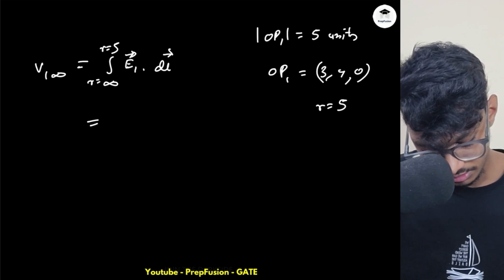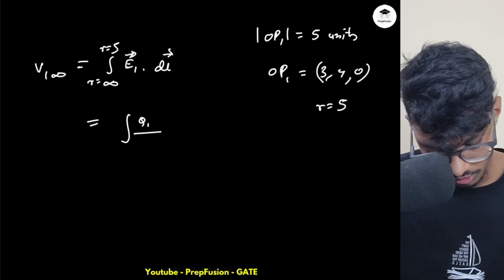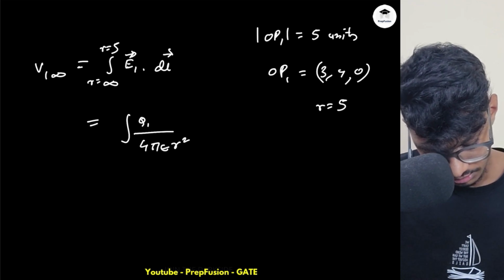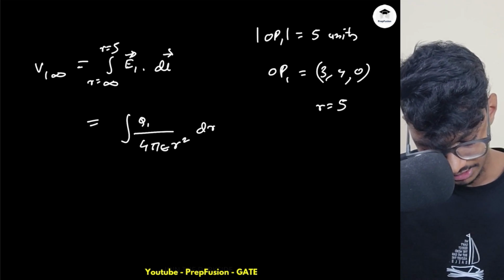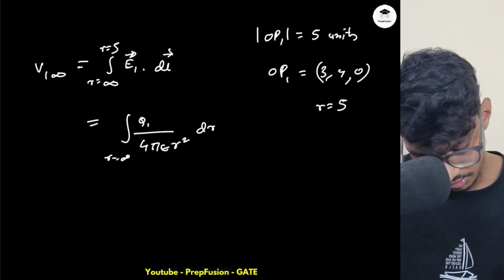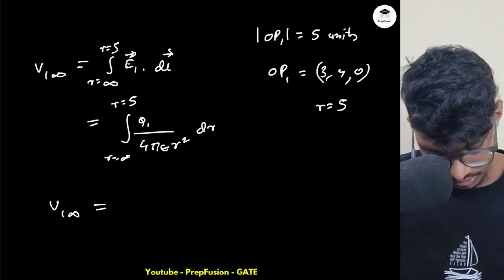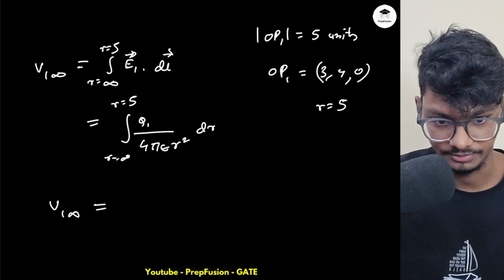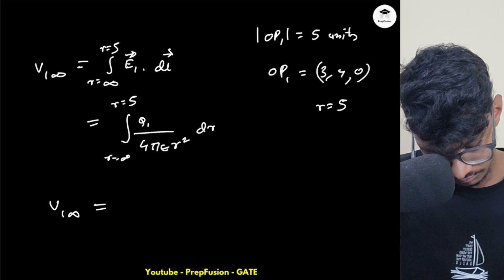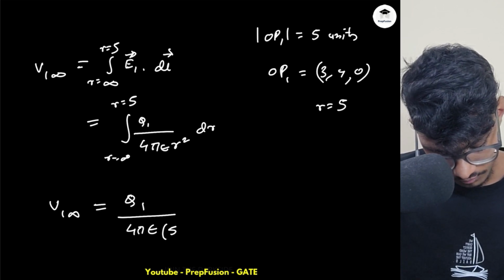So this will come out to be q1 by 4 pi epsilon r square, and this dl will just become dr, because dl is equal to dr ar cap, so this will become just dr, from r equals infinity to r equals 5. So what will this be? V1 infinity will be, infinity is the reference this time, so this will simply be q1 divided by 4 pi epsilon into 5.